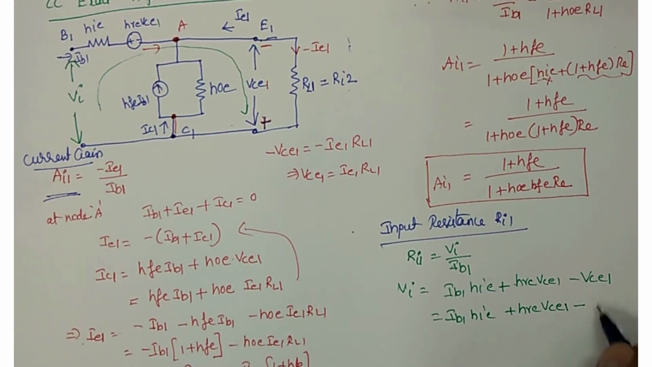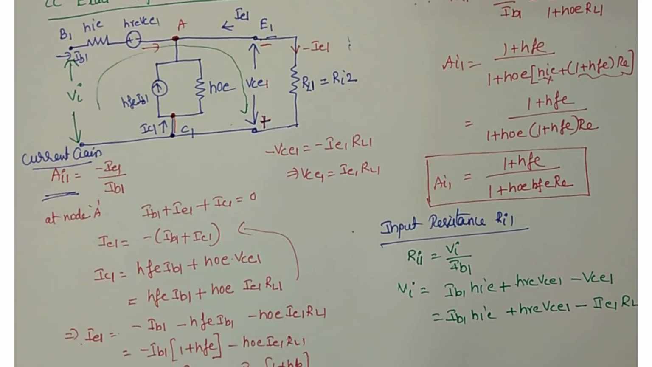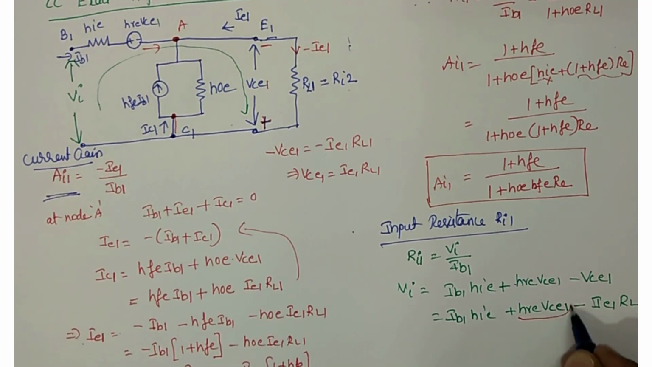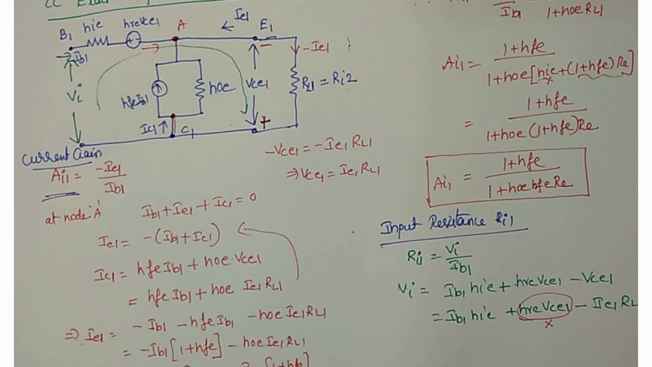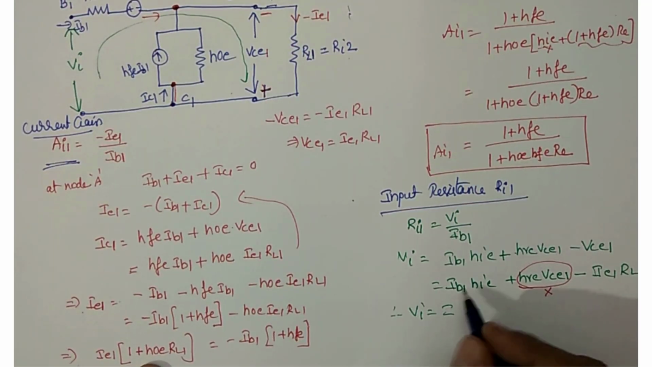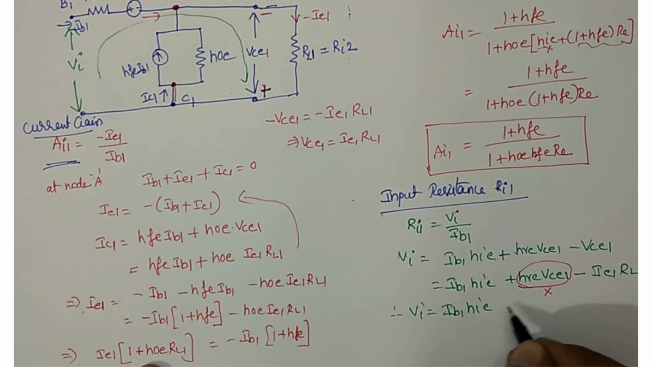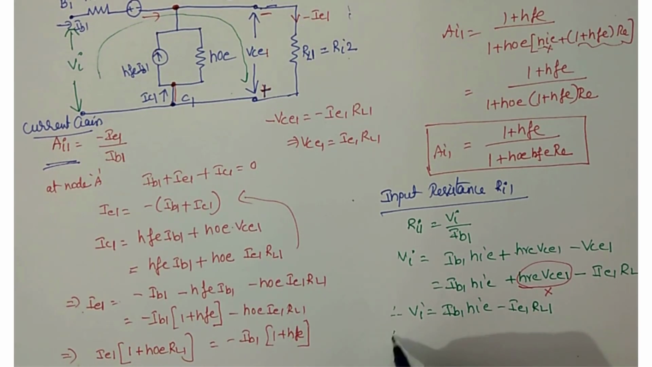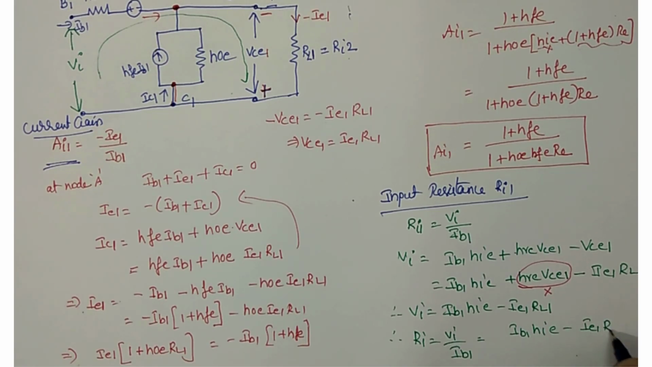And what is VCE1? IE1 into RL1. We already know the reverse voltage gain is very less, so this term contributes very less to this VI. So you can write VI as IB1 HIE minus IE1 RL1. Therefore, Ri, that is VI by IB1, is equal to (IB1 HIE minus IE1 RL1) divided by IB1.